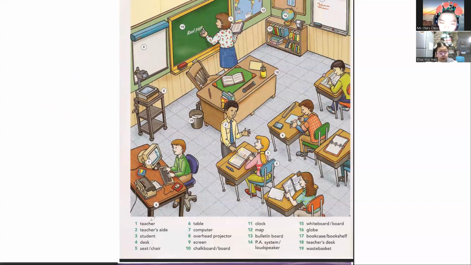Now, number six, table. All right, Elsa, a desk and a table are not the same because the table is longer than the desk. A desk is something that is small. All right, number seven, of course, you know it already. Computer.